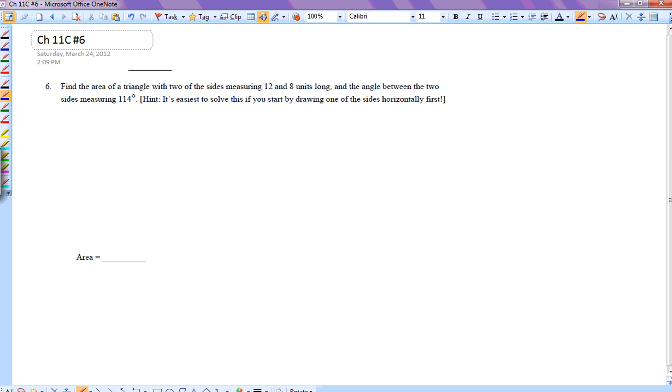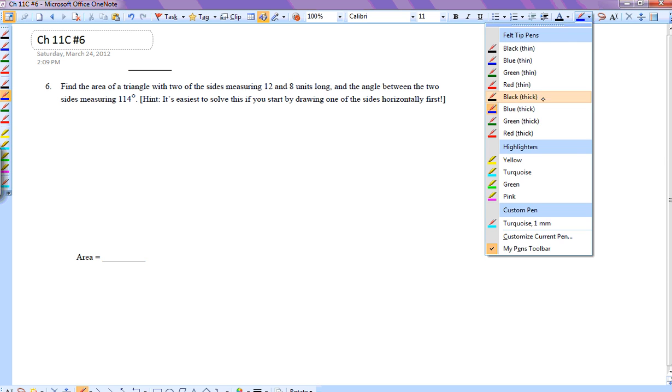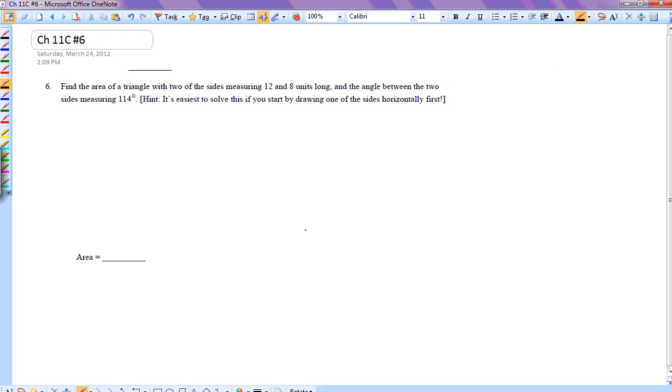Okay, so let's look at chapter 11C, number 6. We've got a triangle. Two sides are 12 and 8 units, so let me draw that. I'll draw the 12 on the bottom here. Usually I like to draw the bigger one on the bottom. So 12 there, 8 is coming out of it, and it's at 114 degrees, so bigger than 90.